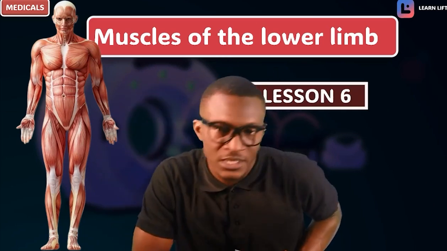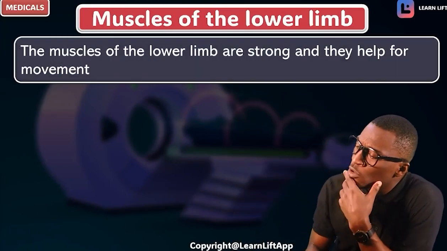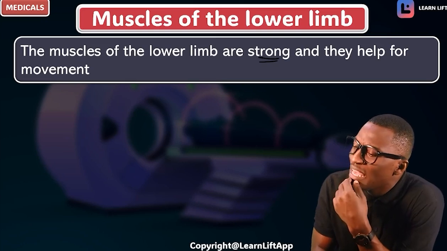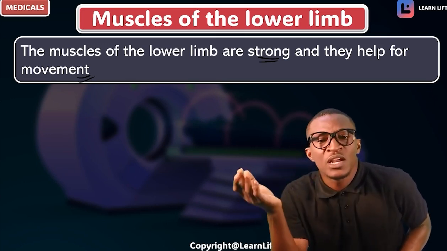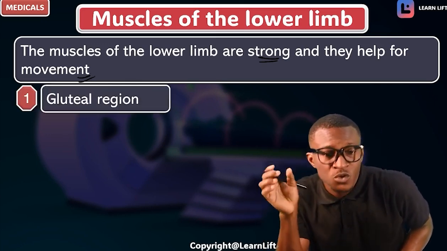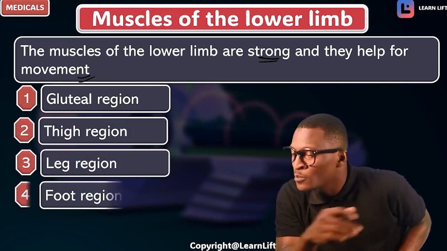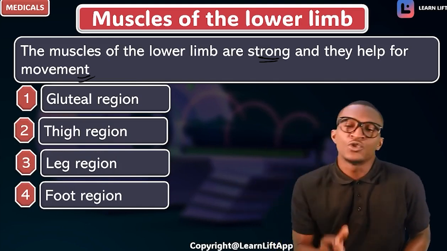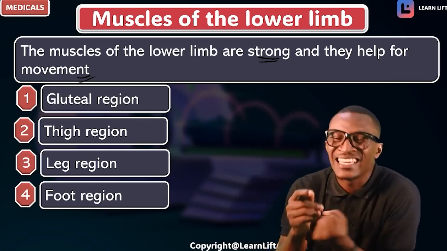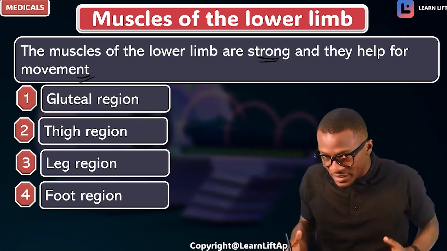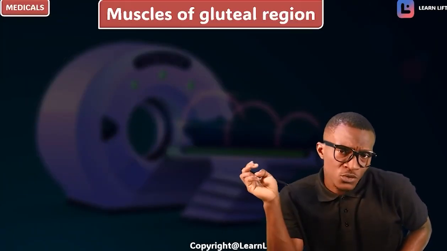This will be our topic, the muscles of the lower limb. I'll start by telling you that the muscles of the lower limb are strong and they help for movement. Now, what are the muscles of the lower limb? We're going to study them region by region. First, the muscles of the gluteal region. We'll go further to talk about the muscles of the thigh region, then the muscles of the leg region, then the muscles of the foot region. So we'll take them one after the other. The muscles of the lower limb are strong and they help for movement. In fact, they bear the weight of the body. So let's now start with the first guy, the muscles of the gluteal region.